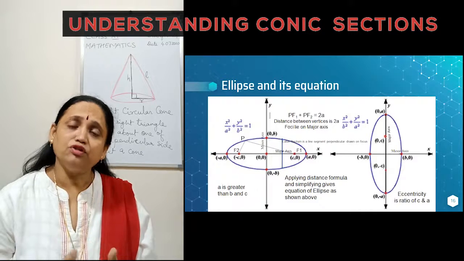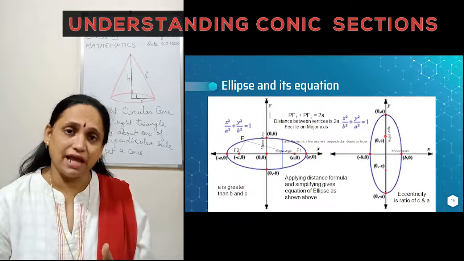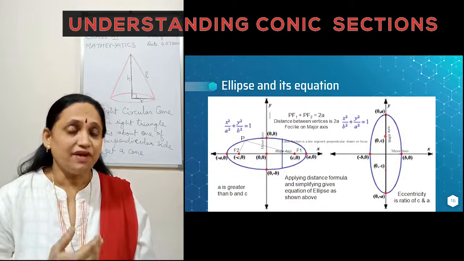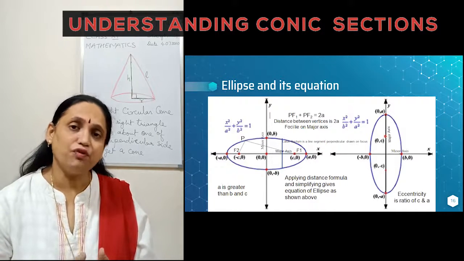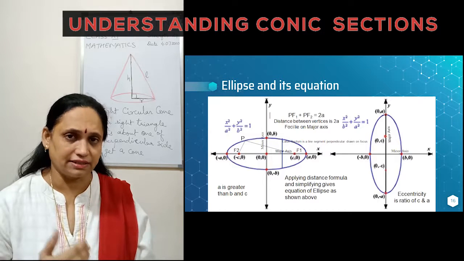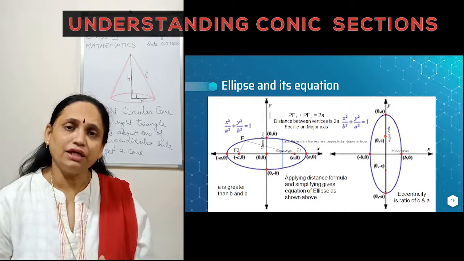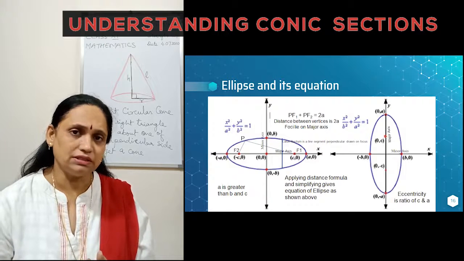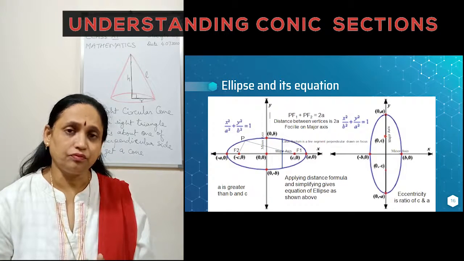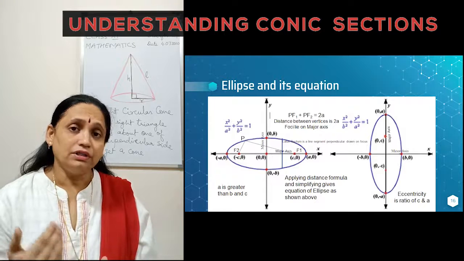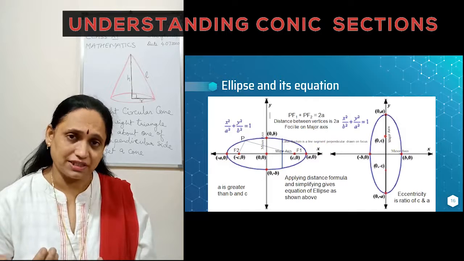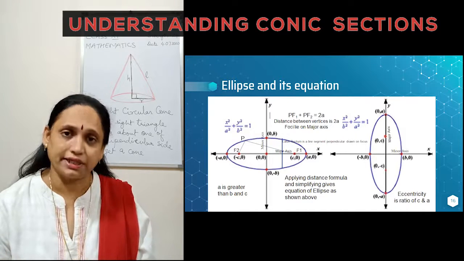And remember, the focus of the ellipse lies on the major axis. And hence, if the x-axis is the major axis, the focus will lie on the x-axis. And we would take the coordinates of the focus as (c, 0) and (-c, 0). The point where the ellipse meets the x-axis or the major axis is called the vertex.